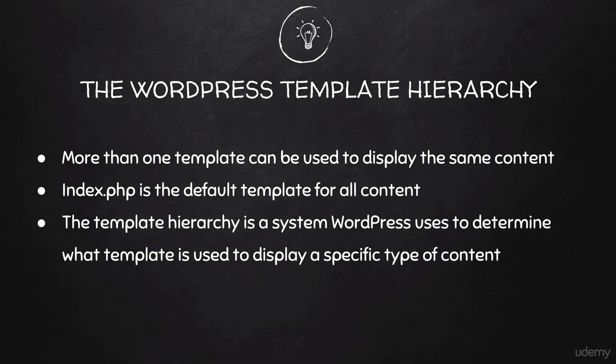Now, the template hierarchy itself is a system that WordPress uses to determine what template is used to display a specific type of content. So going back to the very first point where I said more than one template can be used to display the same kind of content, the template hierarchy is what WordPress will deploy to determine which template file will first of all be used, and then if that template file doesn't exist, it will then jump on to the next template file, and so on and so forth until it gets to index.php. That's what this template hierarchy is all about.